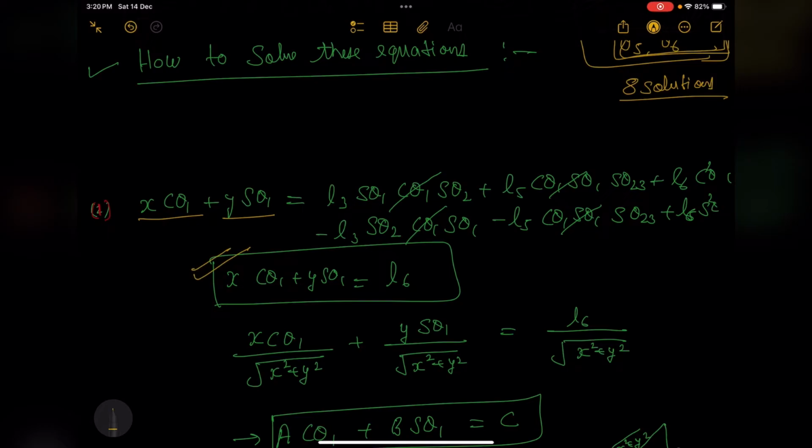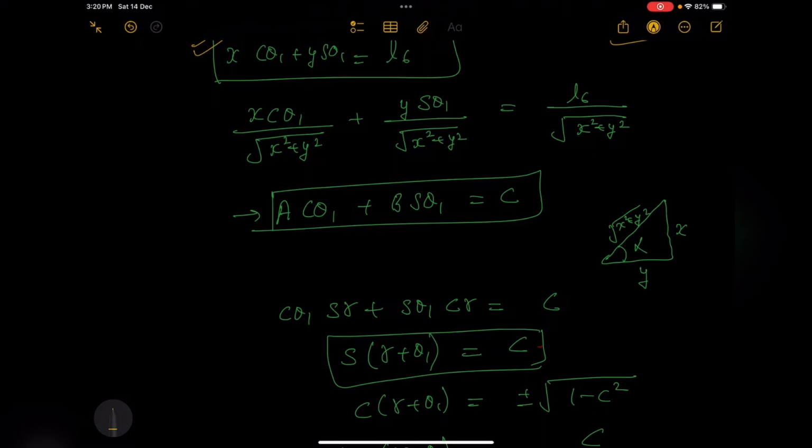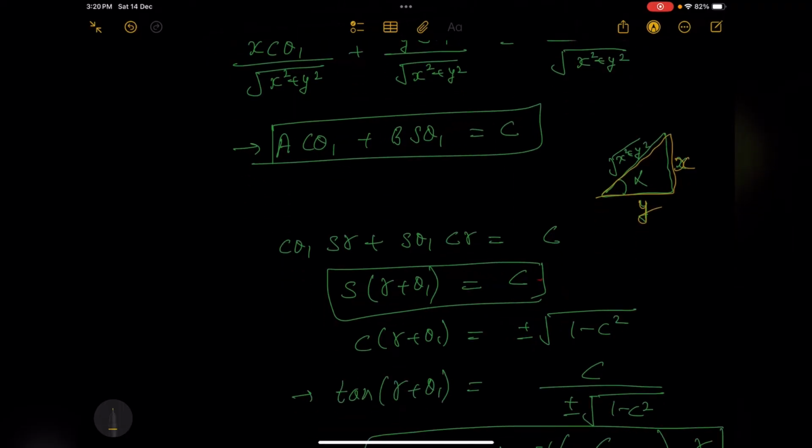We already know that whenever we have this type of equation, a cos theta 1 plus b sin theta 1 equals c, we can easily solve it. How to solve it? We will just take a triangle like this. First I will divide both LHS and RHS by the square root of x square plus y square. Suppose we have a triangle whose perpendicular is x and base is y. So the hypotenuse will be the square root of x square plus y square, and the angle will be alpha. From here, sin alpha will be x upon the square root of x square plus y square. So here we have sin alpha, or sin gamma, you can say. And then cos gamma is y upon the square root of x square plus y square.